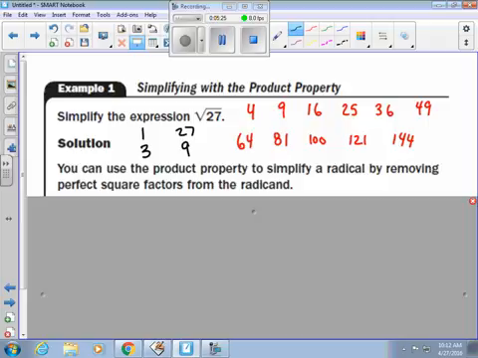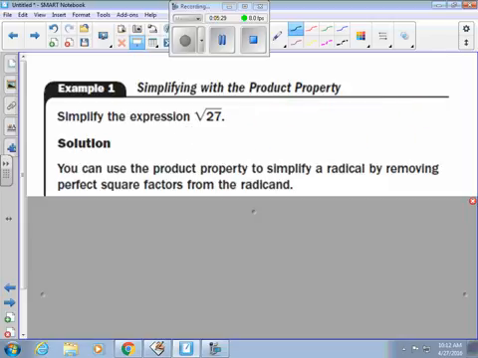9 is, absolutely. 9 is the perfect factor. So what that means is the square root of 27 can be broken down into 2 separate square roots multiplying by each other. The first one is the perfect one, 9. 9 multiplies by what? 3. So what we have now is the square root of 9 times the square root of 3.